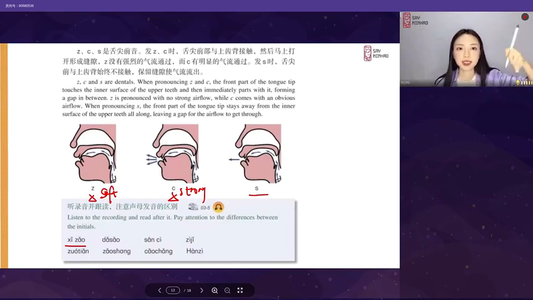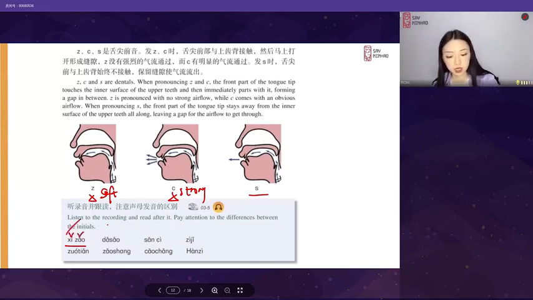洗澡. When two third tones are together, what should we do? We should change the former third tone into second tone, right? So, 洗澡, there are two third tones. What should we do? Change 洗 into second tone. So, read after me, please. 洗澡, 洗澡.